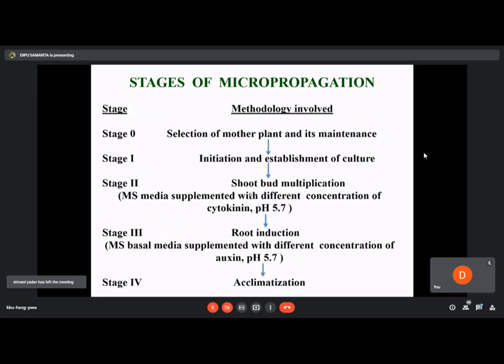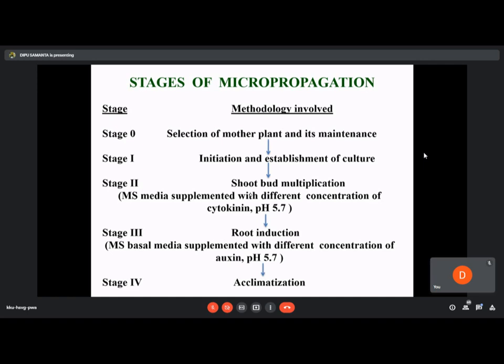Stage 0 is the selection of mother plant and its maintenance. Stage 1 is the initiation and establishment of culture. Stage 2 is shoot bud multiplication. In case of shoot bud multiplication, we use MS media. Sometimes we have to use different concentrations of cytokinin, and use the pH at 5.7. The next stage, stage 3, is root induction. In case of root induction, we use MS special media supplemented with different concentrations of auxin and pH as required, 5.7 or 5.8.